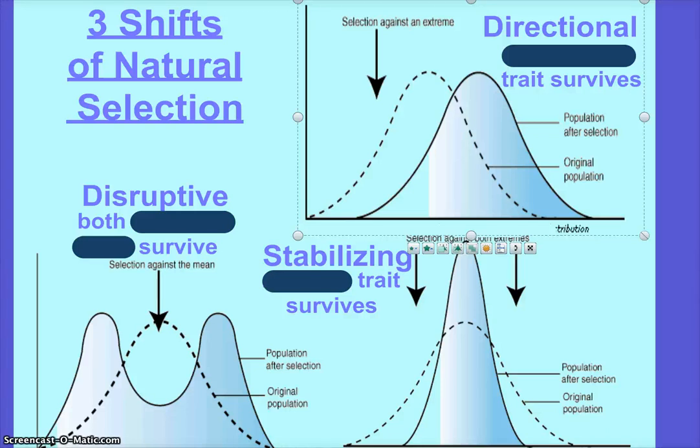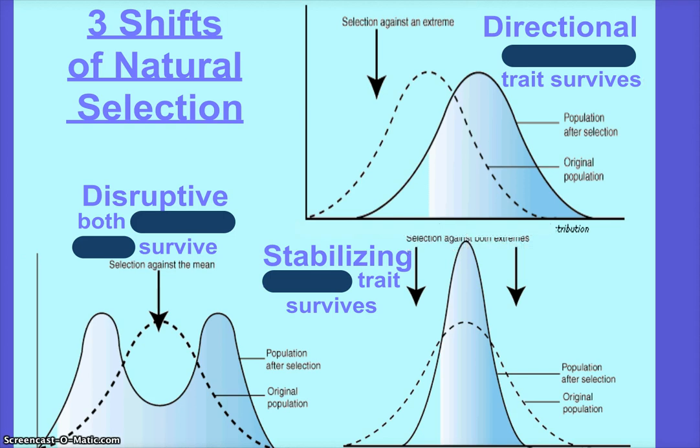All right, so there are three types of natural selection, or three shifts in natural selection. Always your dotted line or something is going to be the original population. In this case, it's the dotted line. And normally, I'm going to ask you a higher thinking question. Why do you think the original population is a perfect bell-shaped curve? I'm going to pause so you can think about that.